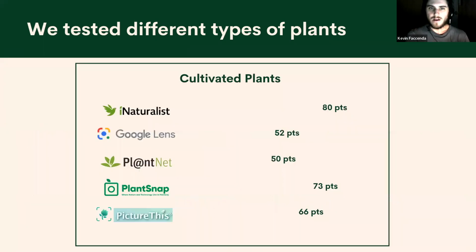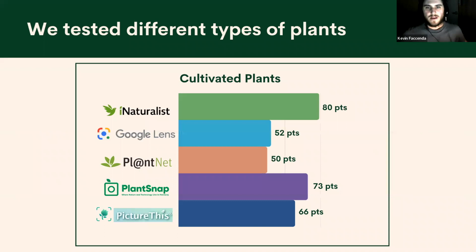Next slide. And we also tested the apps on cultivated plants, and similar, 80 points. So it's similar to around a 3/4 accuracy rate for identifying these things. Google Lens did a bit better on these, but overall, iNaturalist is the undisputed king of plant ID apps in terms of its accuracy and ability to actually identify things correctly. I think that's all for me.